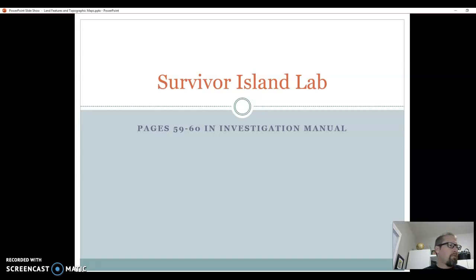All right, so the last culminating activity is another one that's in the investigation manual. It's on pages 59 and 60. Just read the directions very carefully. There are some limitations to what you can and can't do in the bulleted items at the top of page 59. So give that a shot, just to maybe clear up a couple of questions that sometimes come up.